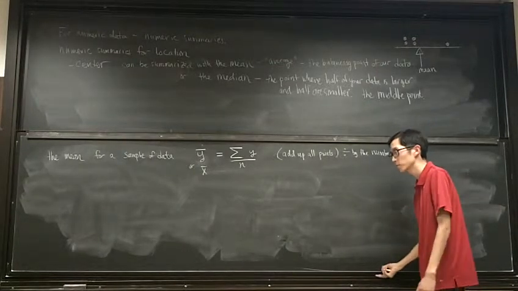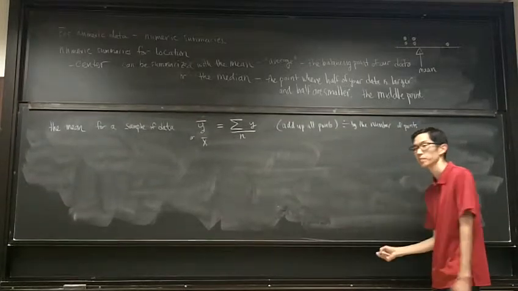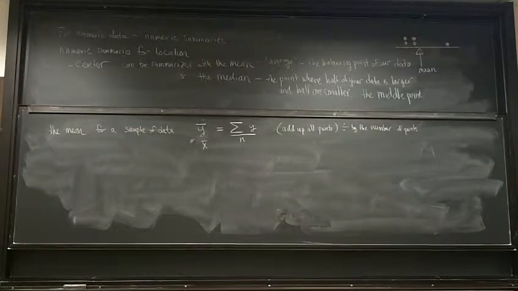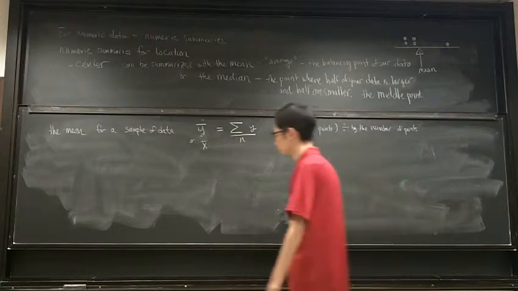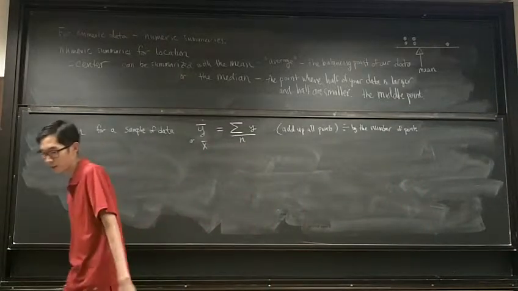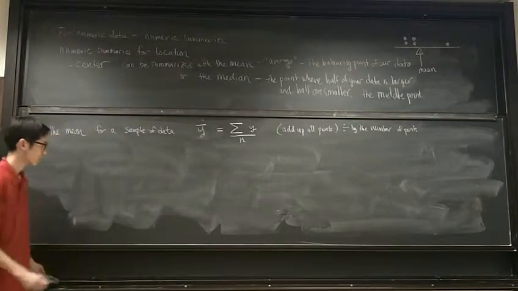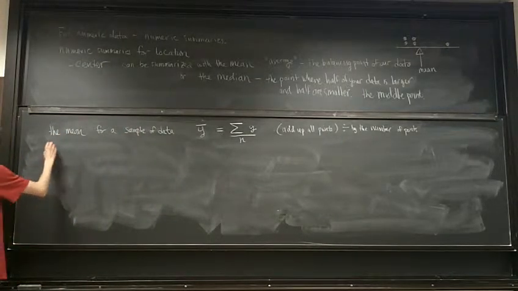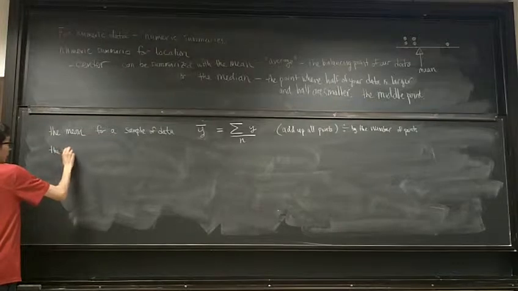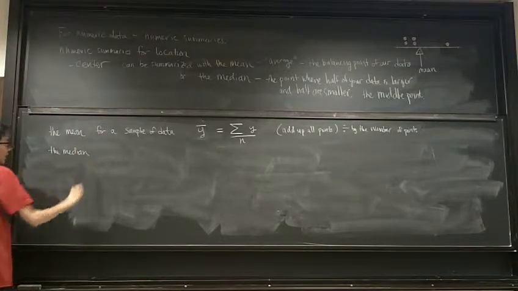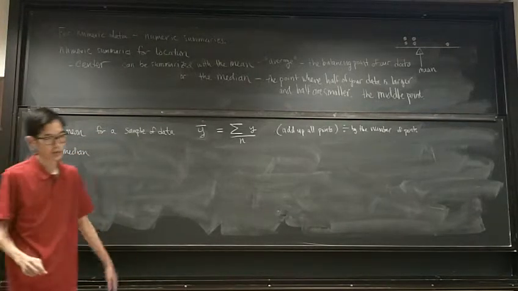That is going to give you the mean. It's going to give you the balancing point in our data. Alright, so that's, I'm assuming, familiar for all of you guys. The median, again, is the middle point in our data.